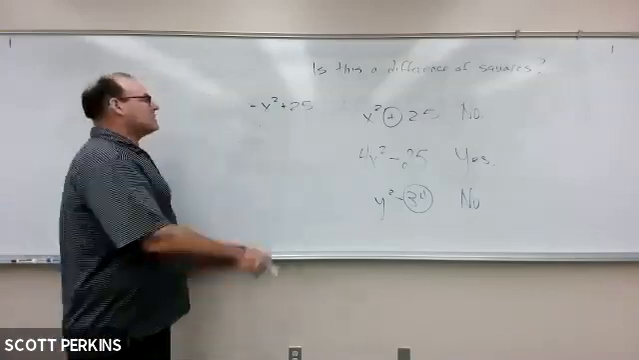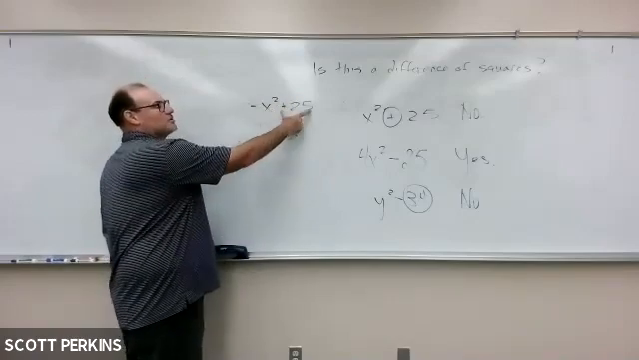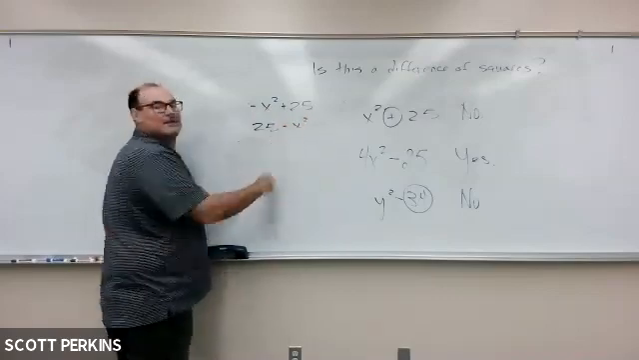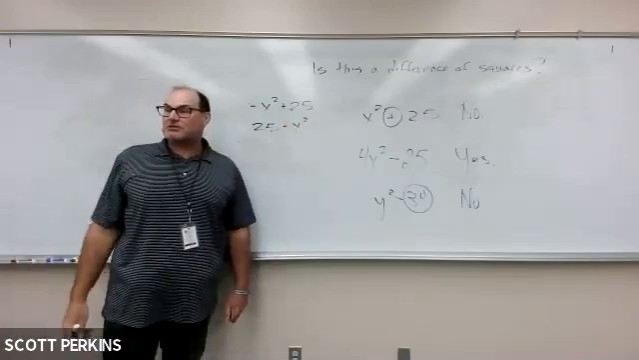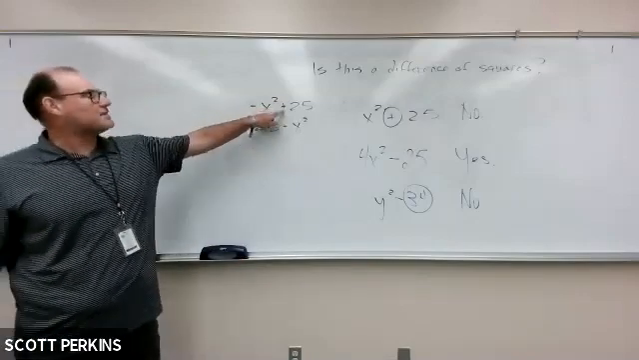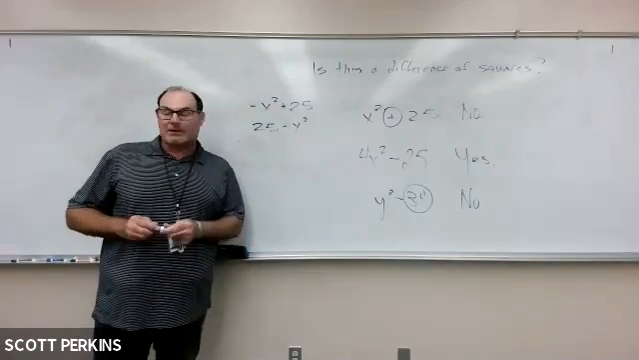So we can take these terms and put them in any order. I'm just going to take the positive 25 and put it first, the negative x squared, put it second. And yes, now it's a difference of squares. So that is a great question. If there is a negative here and a positive here, it would still meet the criteria that we need.